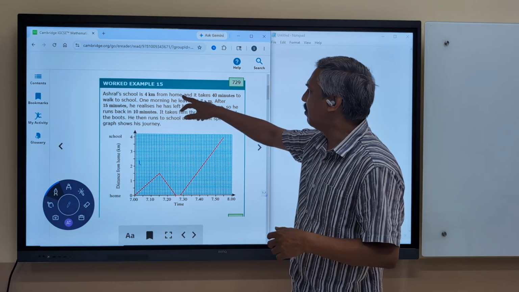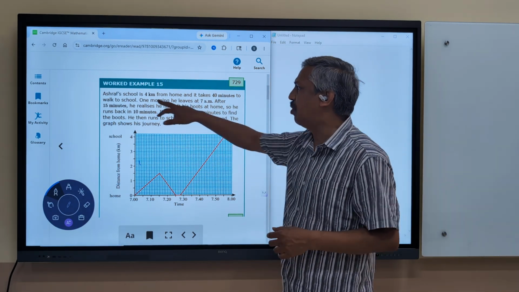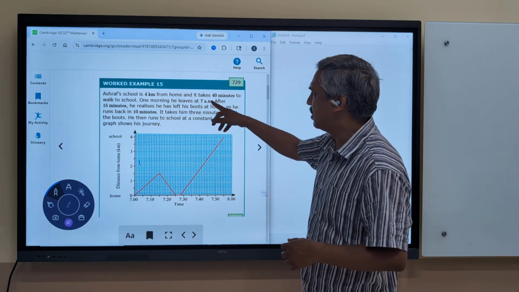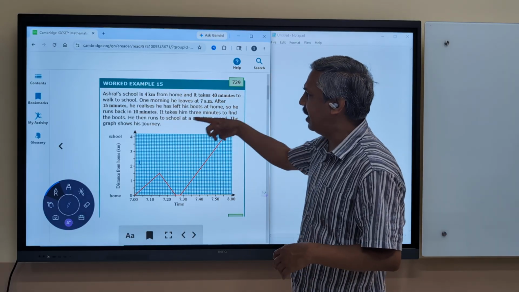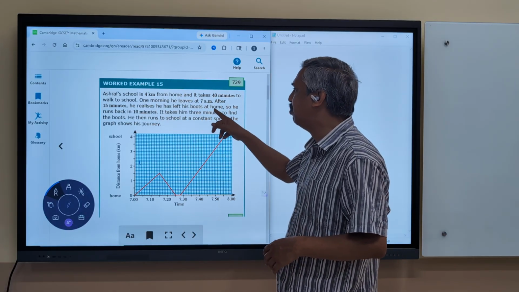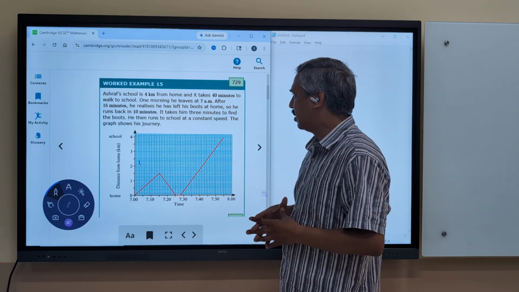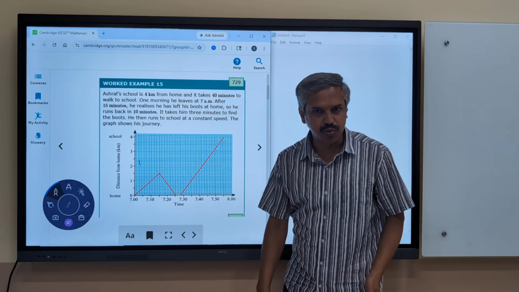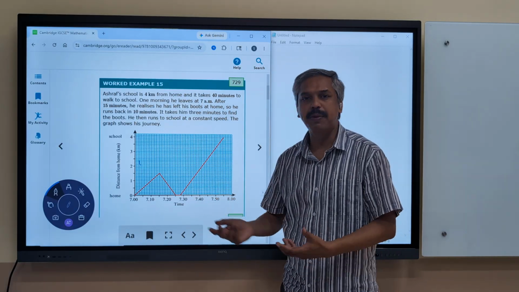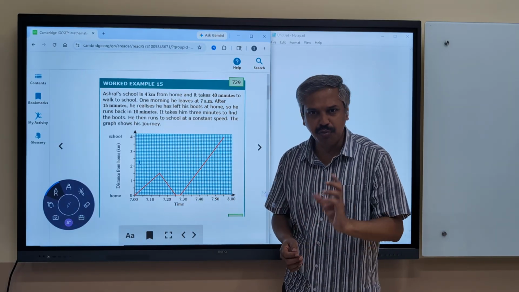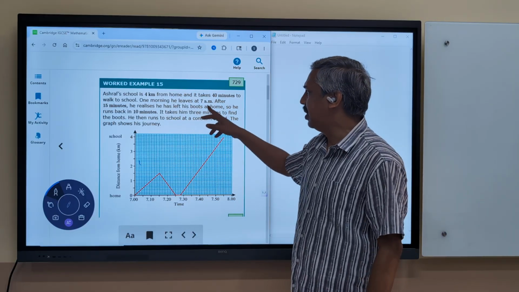Ashraf's school is 4 kilometers from his home and it takes 40 minutes to walk to the school. One morning he leaves at 7 a.m. and 15 minutes later he realizes that he has left his boots at home. So he is going to the school in the school shoes, but then there must be some kind of event, so he requires his boots as well. He forgot that, so he went back.